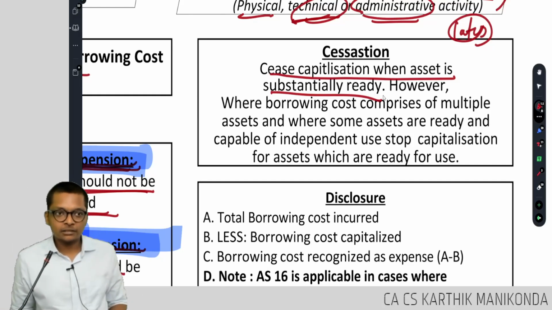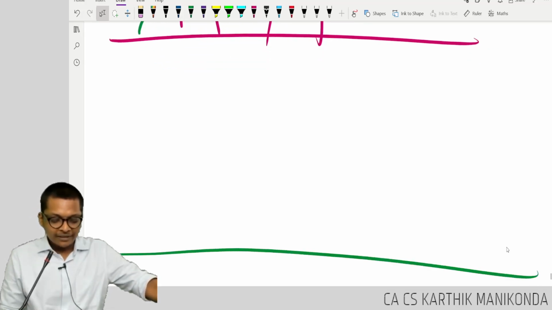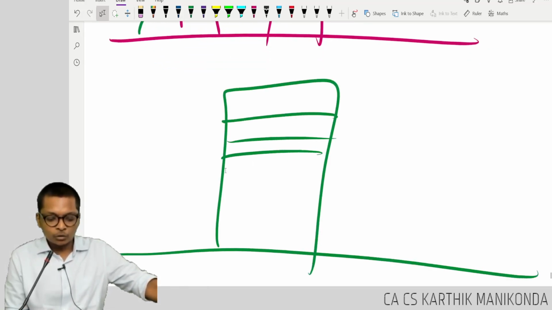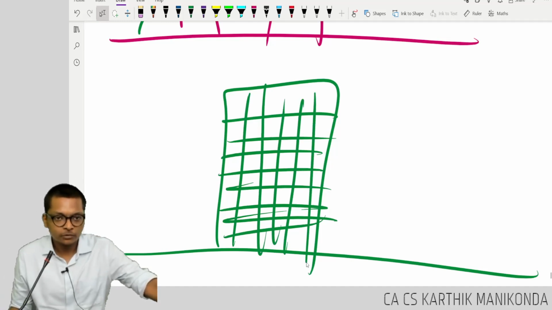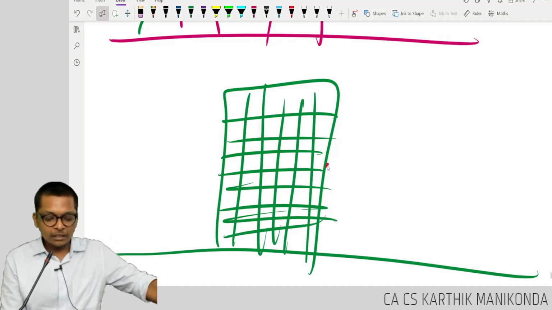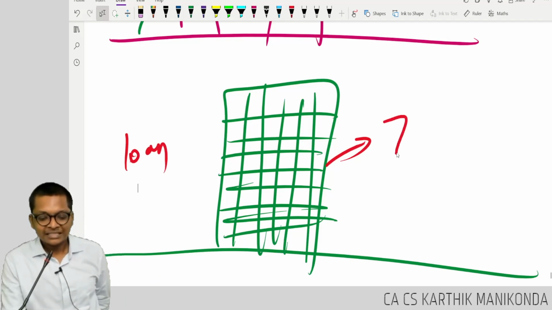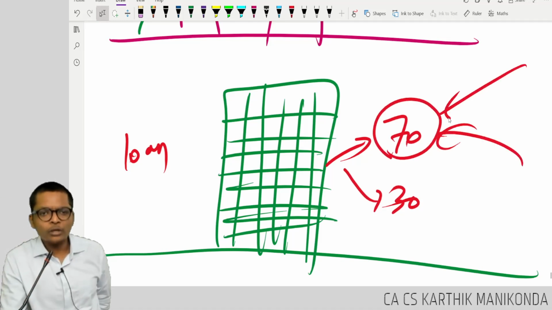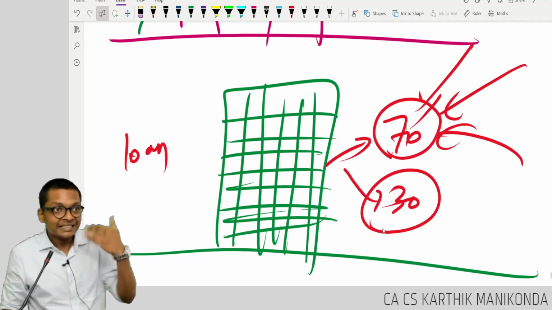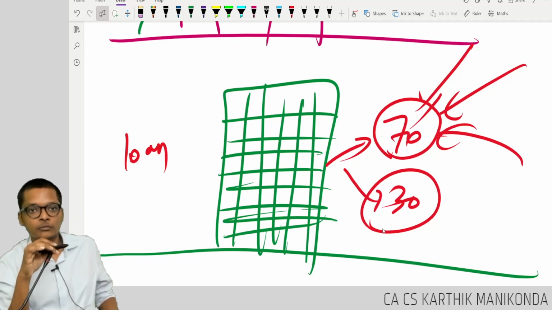Are you following, guys? What is the second point? Let's take the Casa Grande example, where Casa Grande is building 100 houses. In one apartment, they are building some 100 houses. For this 100, they took a loan. Of these 100 houses, 70 houses are ready and 30 are still under construction. In the 70 houses, people are slowly coming in. In the other 30 houses, construction is still going on in the top floors. What to do now? How to see?